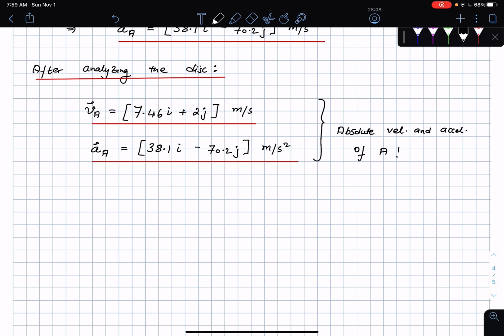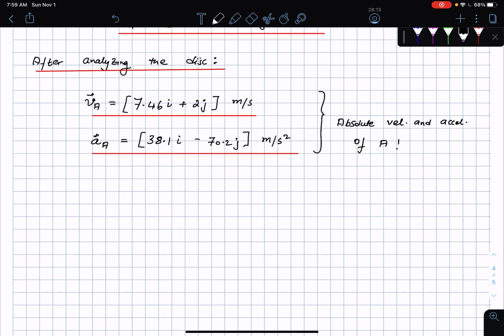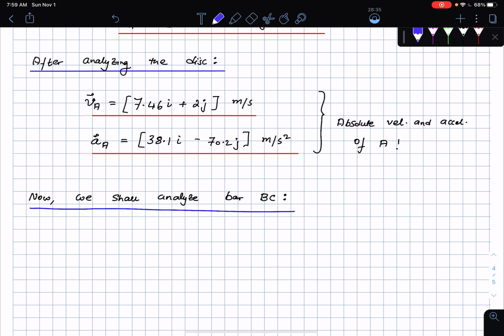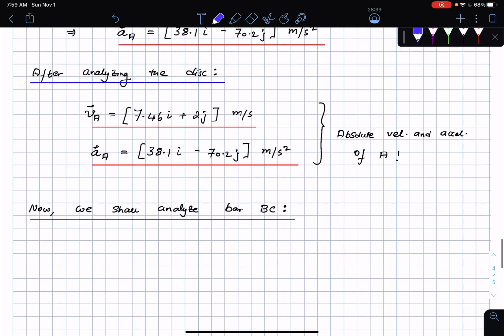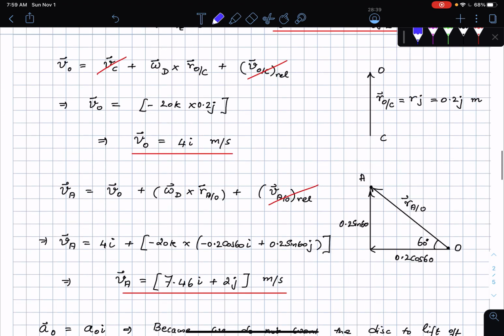All right, now we are ready to analyze the bar BC. So let me do that. I don't need this. Let me put a different color here so that it makes sense. Now we shall analyze the bar BC. But before I do that, I need to do one thing. I need to find the angle made by the bar BC with the horizontal. So look at this very quickly.